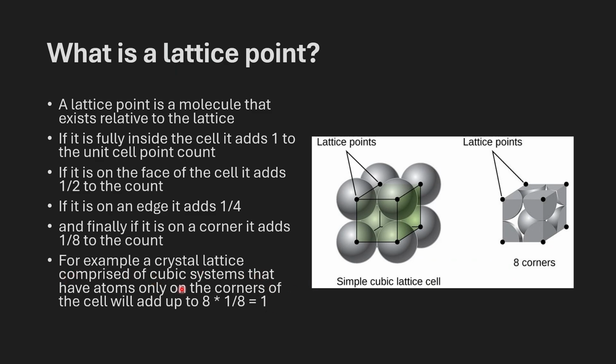So for example here, a crystal lattice comprised of cubic systems that have atoms only on the corners of the cell will add up to 8: 1, 2, 3, 4, 5, 6, 7, 8. Each at 1/8 adds up to 1.